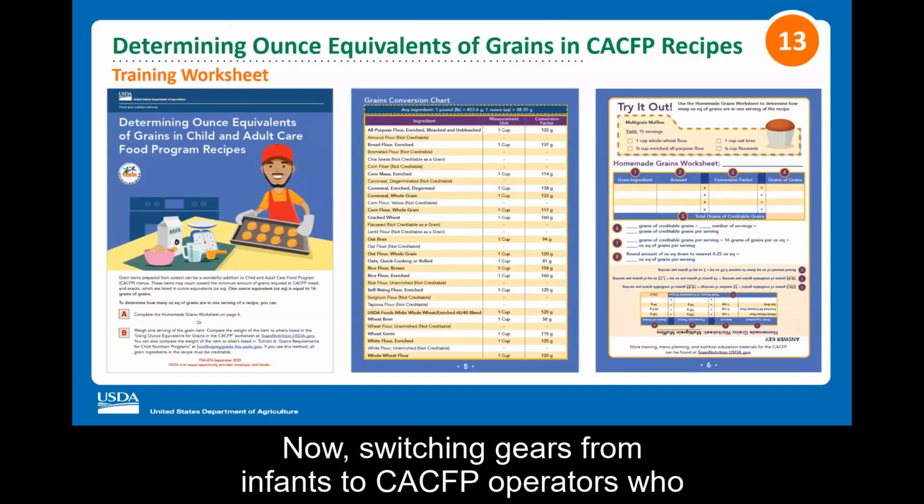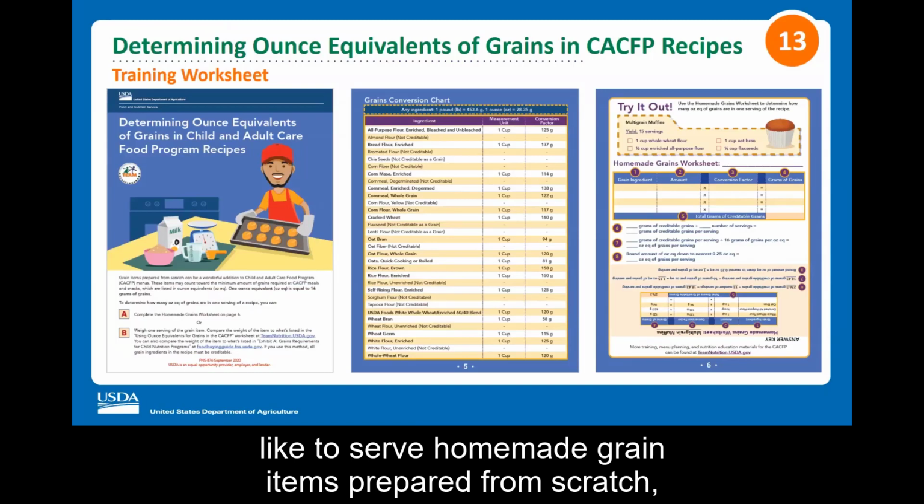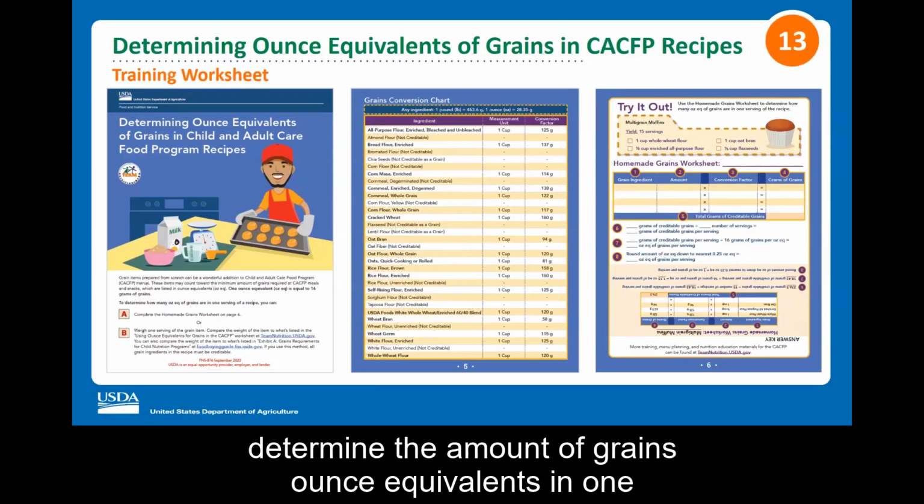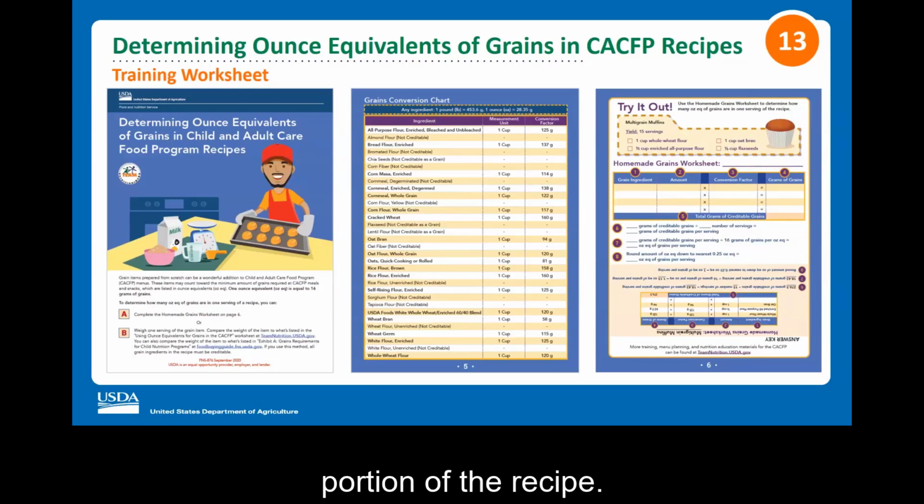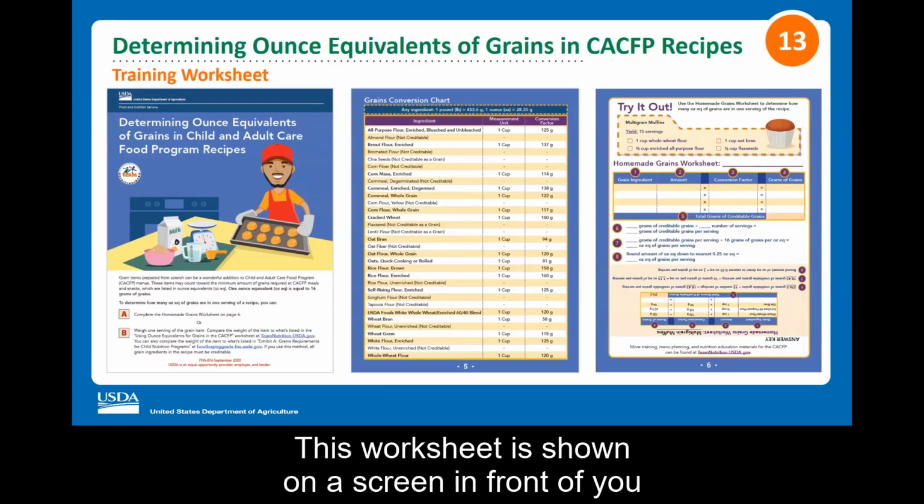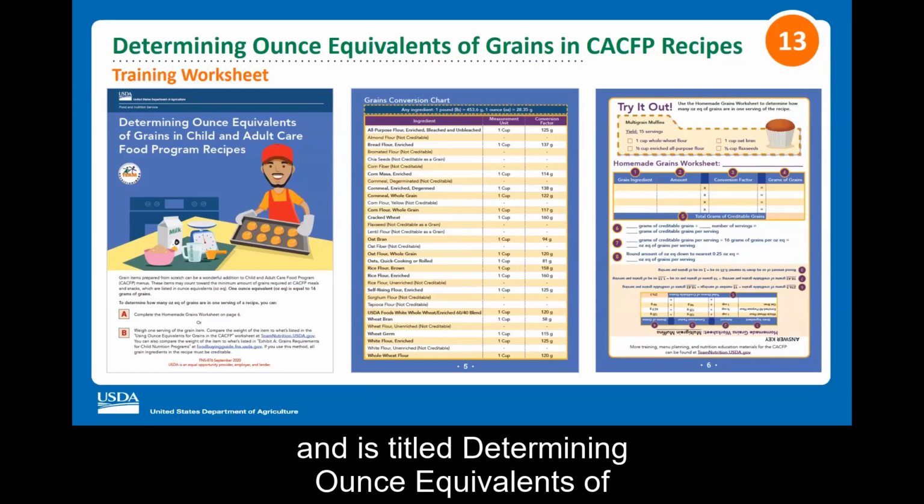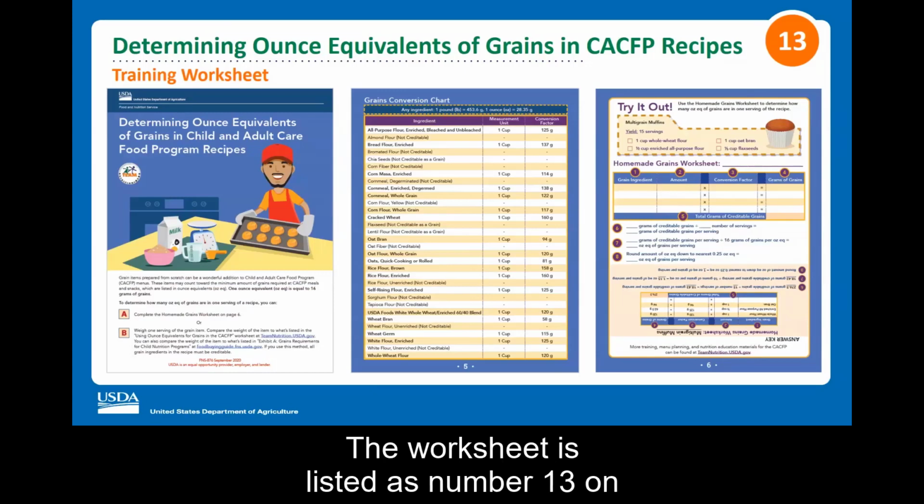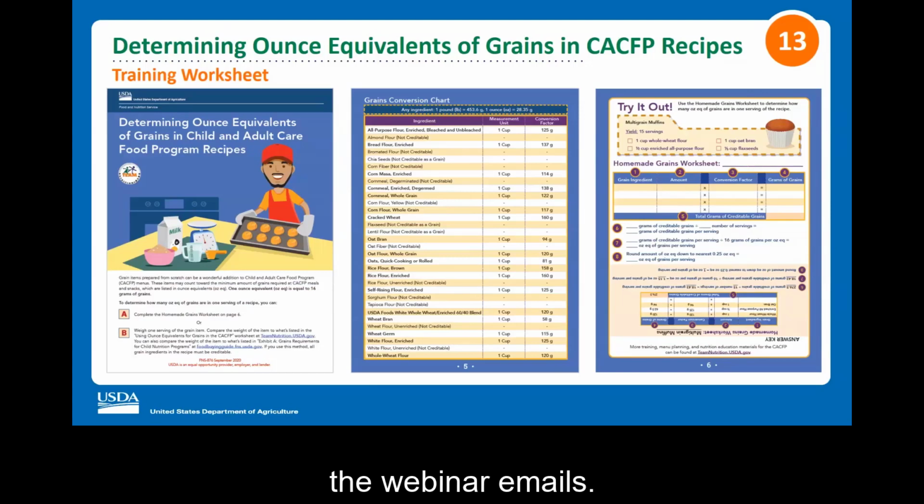So now, switching gears from infants, for CACFP operators who like to serve homemade grain items prepared from scratch, Team Nutrition created a worksheet to help them determine the amount of grains ounce equivalents in one portion of the recipe. This worksheet is shown on the screen in front of you and is titled Determining Ounce Equivalents of Grains in CACFP Recipes. The worksheet is listed as number 13 on the webinar emails.